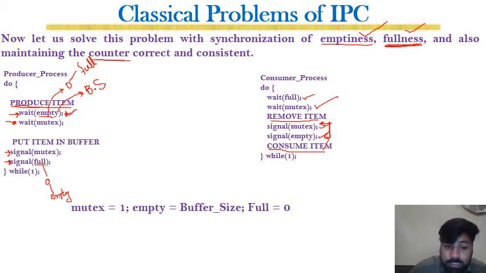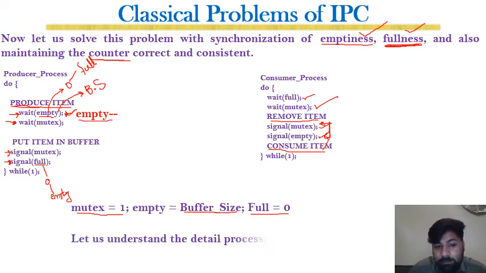Mutex will be initially declared as 1 because it is a normal binary semaphore. It's just a binary semaphore, okay? And empty will be initialized to buffer size. It will show how many empty slots there are. And initially full will be 0. That will show how many full slots there are. You can see that this is basically decrementing the empty pointer.